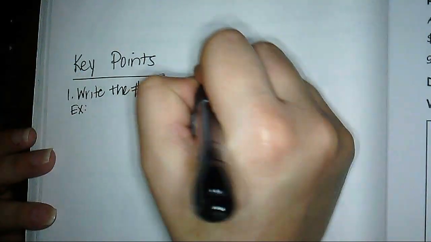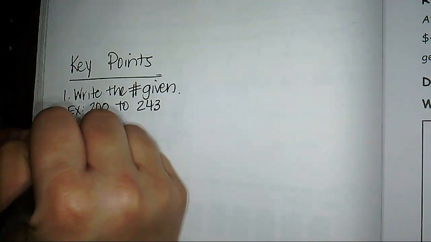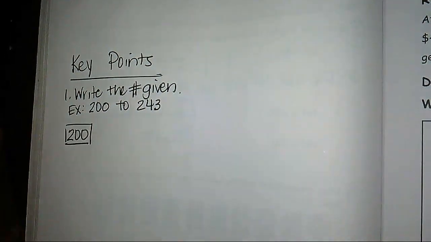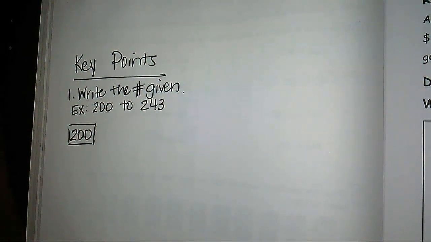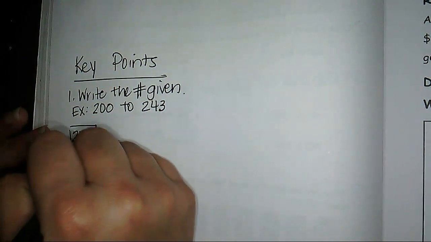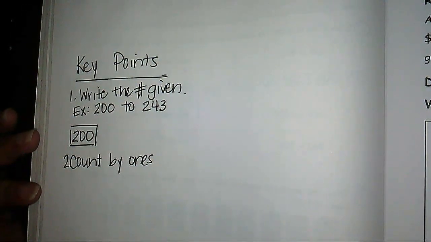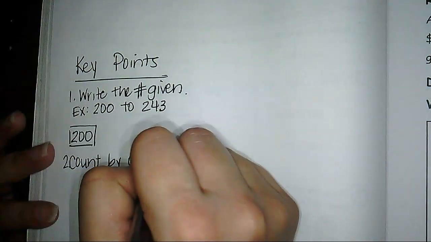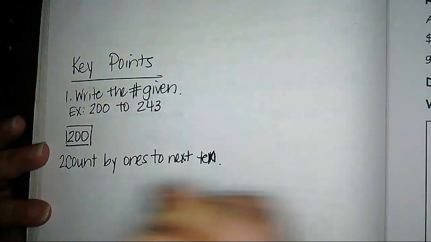I have to write the number given. In this case, for example, if they gave me the number, which is count from 200 to 243, the number given is 200. I'm going to fix it. Then it says count by ones to next 10.